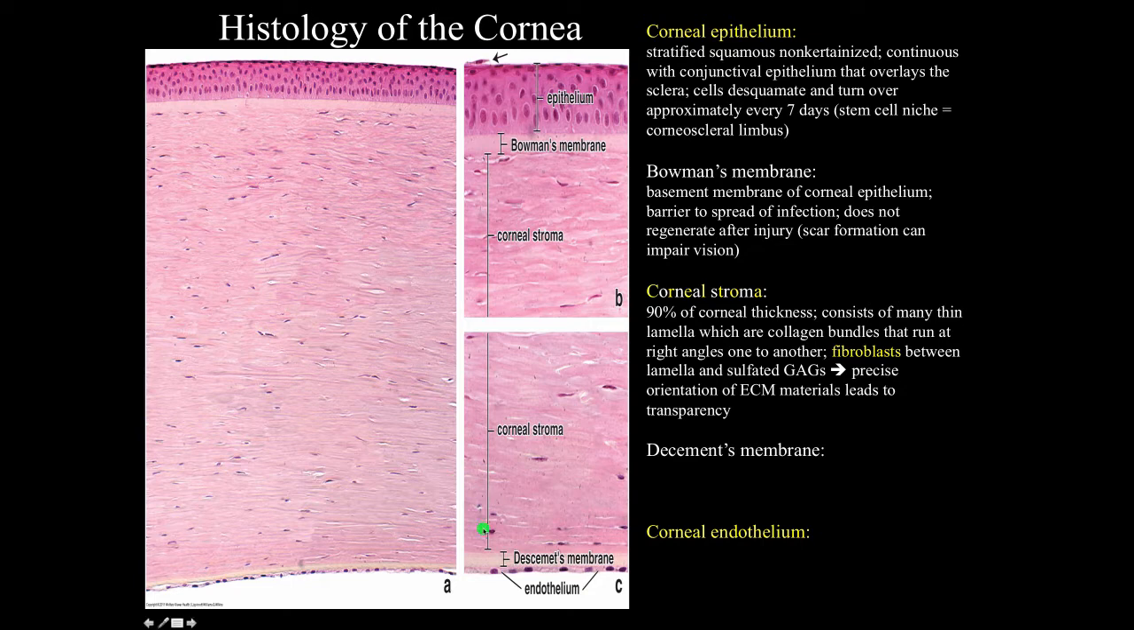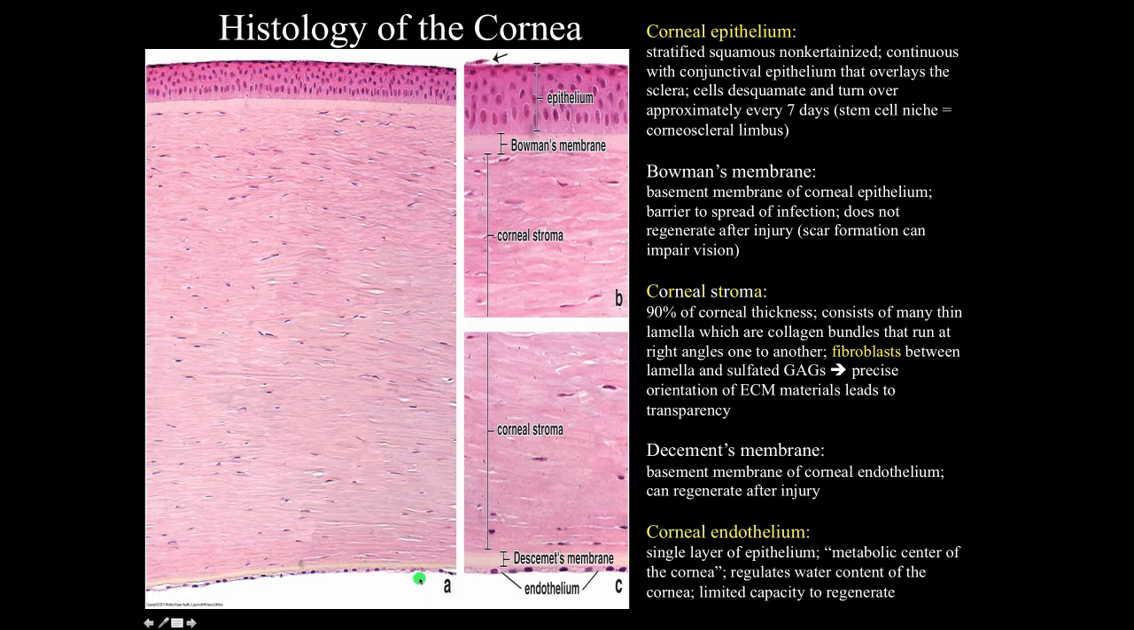Descemet's membrane is essentially the basement membrane of the corneal endothelium. Descemet's membrane can be regenerated after injury. And the corneal endothelium is a single layer of epithelium. It's the metabolic center of the cornea. It regulates water content of the cornea, and it has a limited capacity to regenerate.